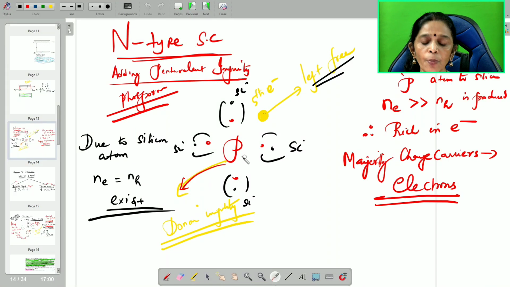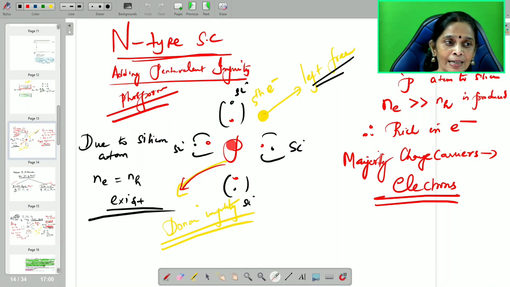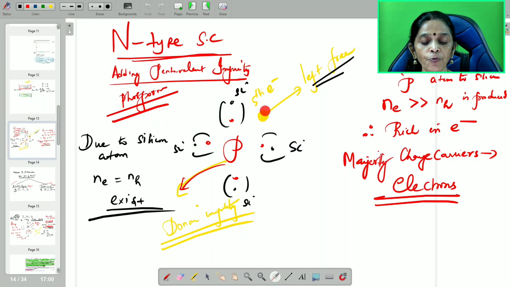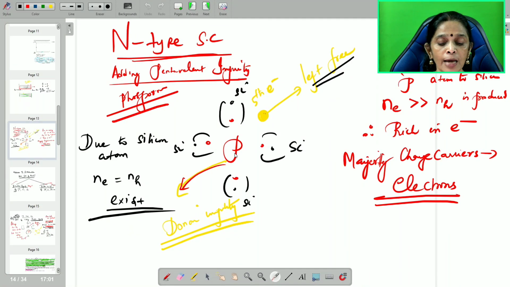Here I have taken the phosphorus atom. We know that the phosphorus atom has got 5 valence electrons. So 1, 2, 3, 4 form covalent bonds, whereas the 5th electron is left free and is not bonded with anyone. Therefore one phosphorus atom produces 1 free electron.